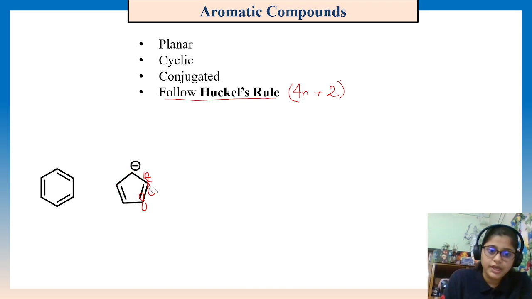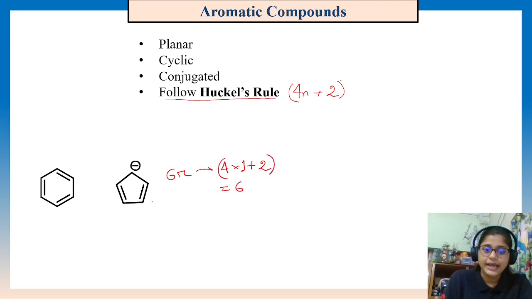So now we have to calculate: 2, 2, 2, 6, 5. Again, 4n plus 2, 4 into 1 plus 2 equal to 6. n equals 1 here. Again, aromatic.